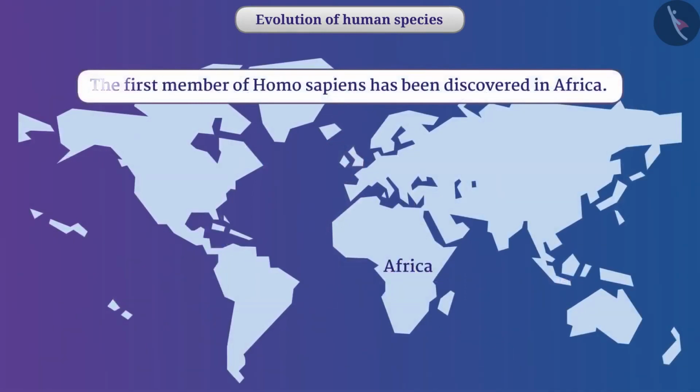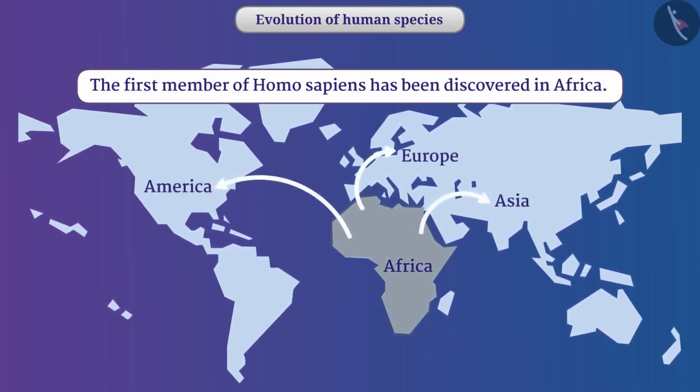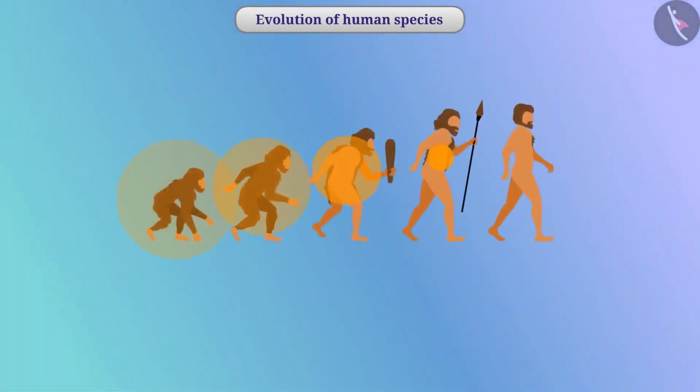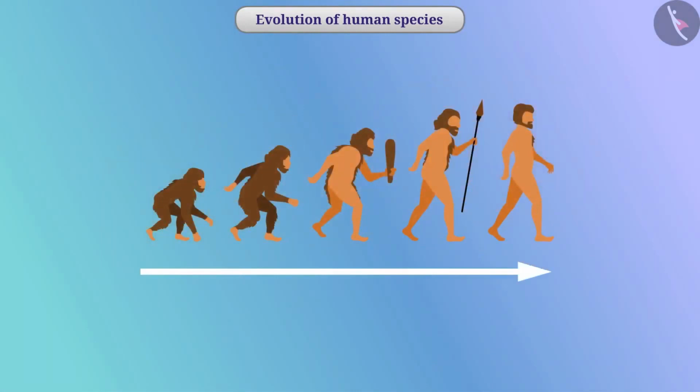The first member of the human race, that is Homo sapiens, has been discovered in Africa. This means that humans must have originated in Africa. A few thousand years ago, our ancestors spread all over Africa and in Asia, Europe, America, etc. in order to live life in the best way. Generation by generation, variations got accumulated, which resulted in evolution, and thus the human being of today has evolved.